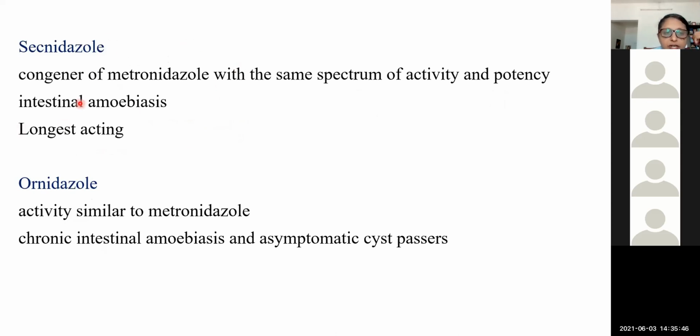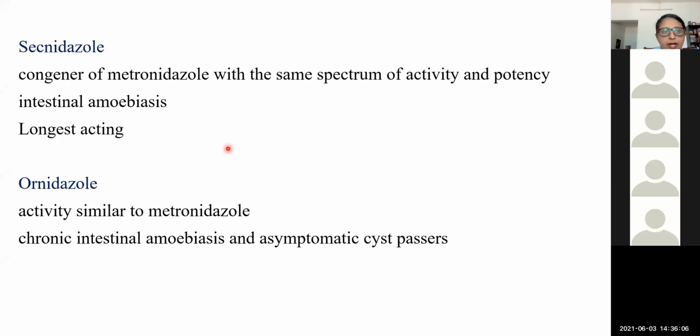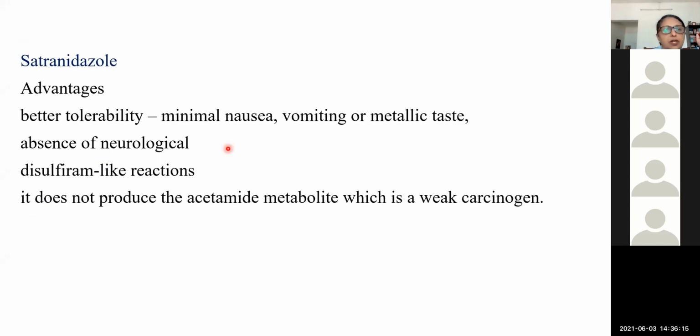Secnidazole is the longest acting compared to other nitroimidazoles. It has a longer action, 18 to 24 hours. So it is the longest nitroimidazole. Same uses, same spectrum of activity, everything. Like that, ornidazole. So tinidazole is there, then secnidazole, the longest acting. Then ornidazole, that is also longer acting compared to metronidazole. Then satranidazole.